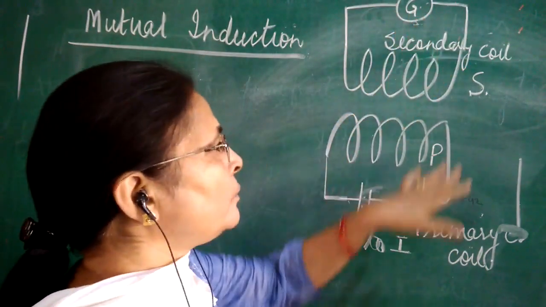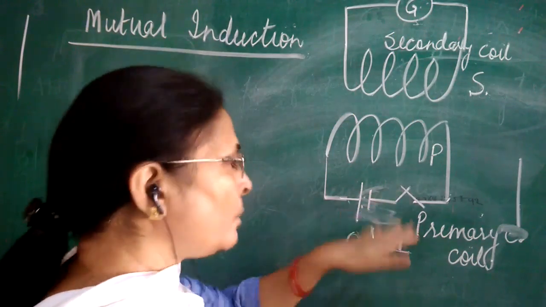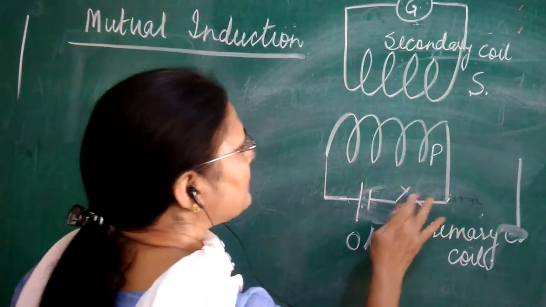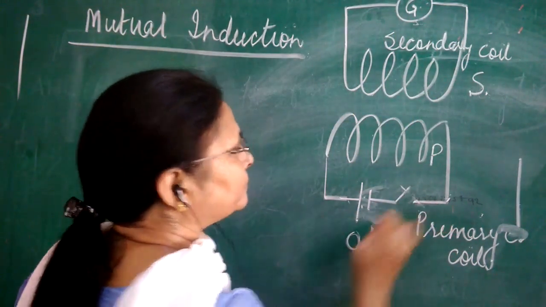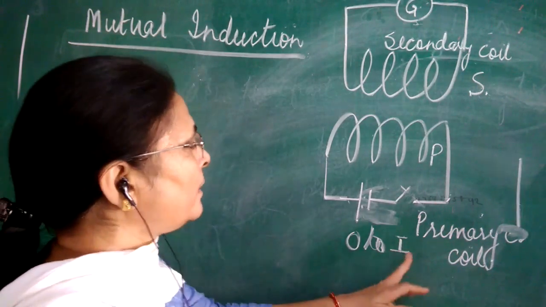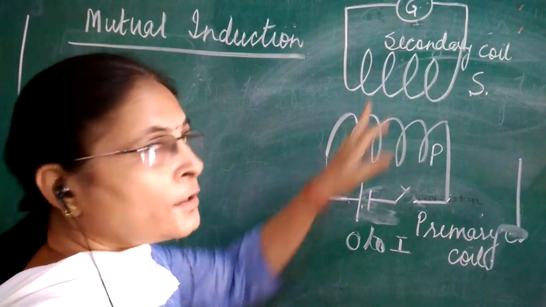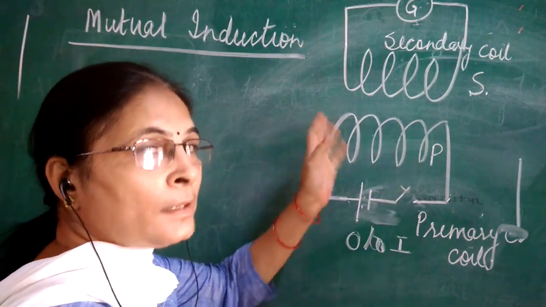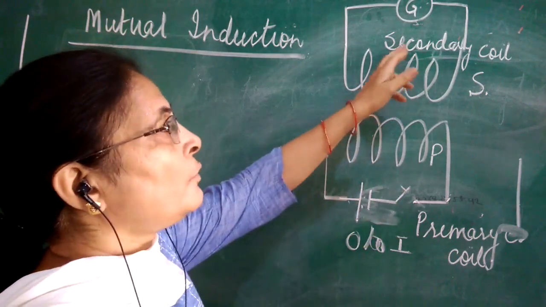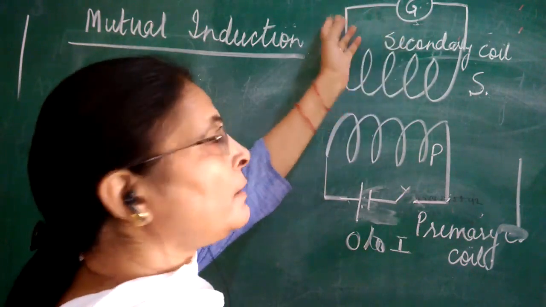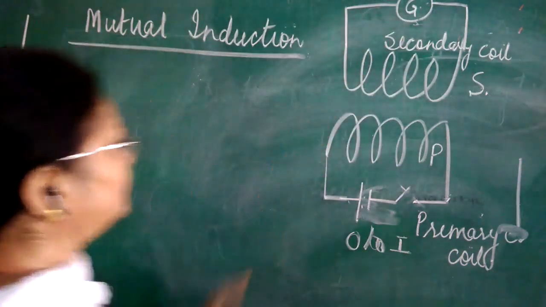You can also do the experiment the other way around. Now you can disconnect this key. Now the current will decrease from I to 0. The induction now will be for decreasing EMF, and therefore the current will be induced in a different direction.